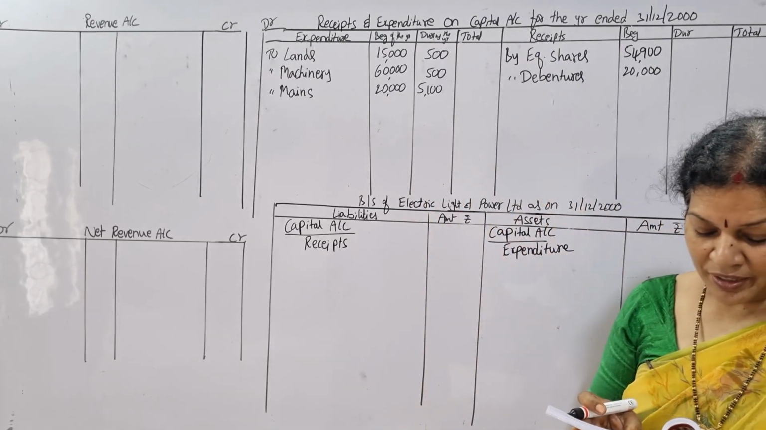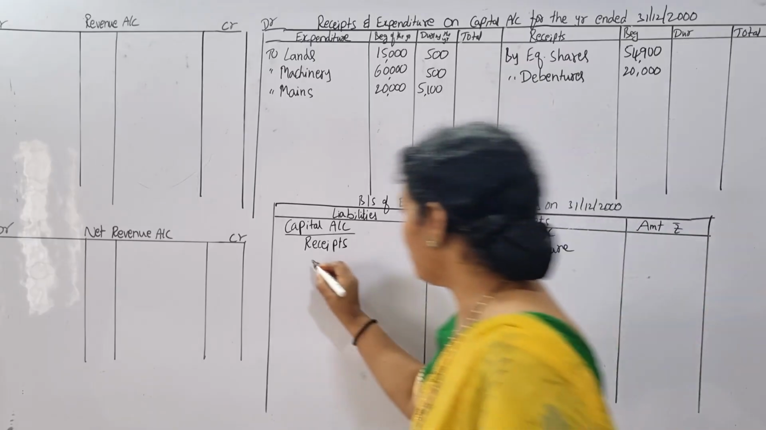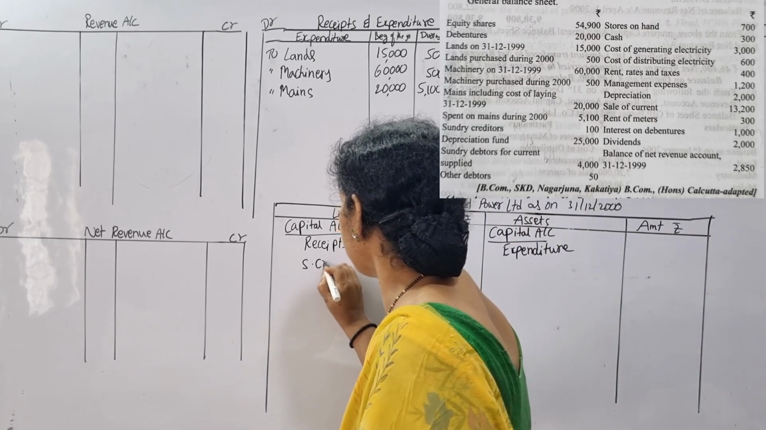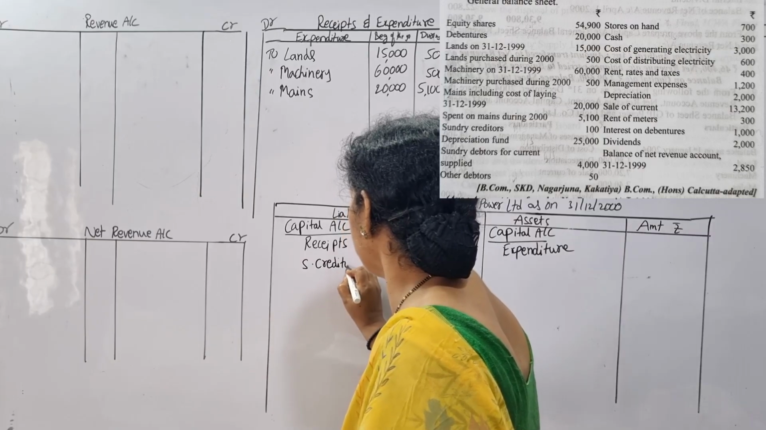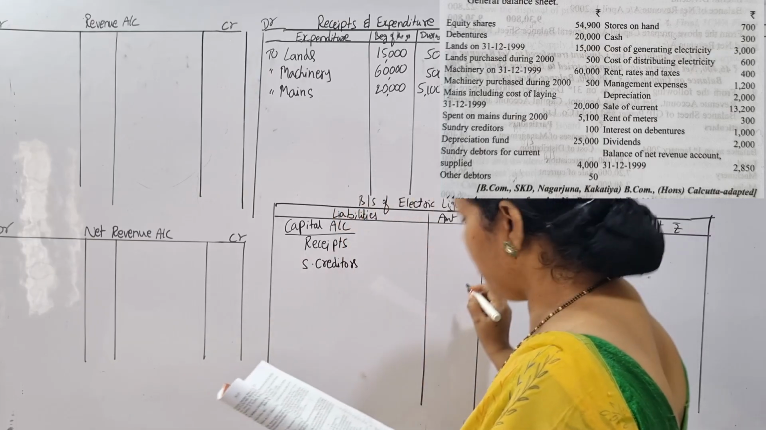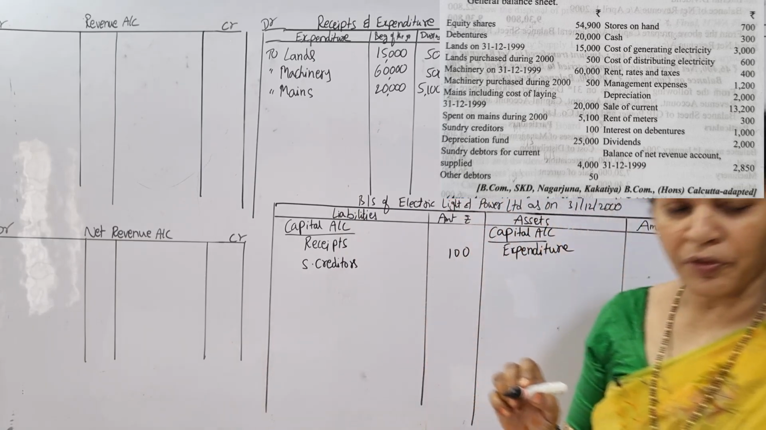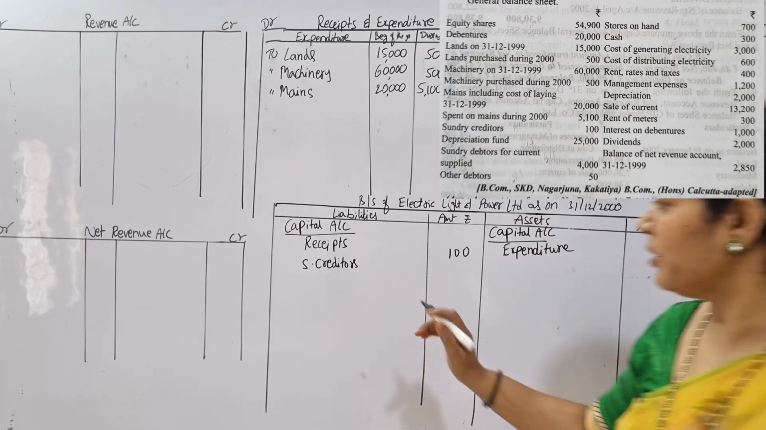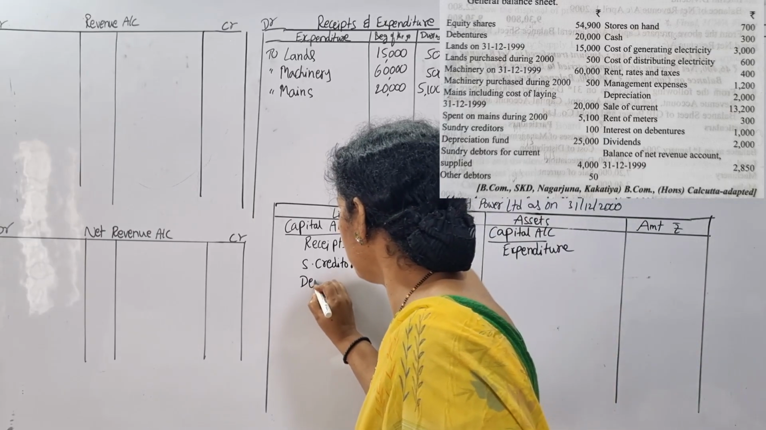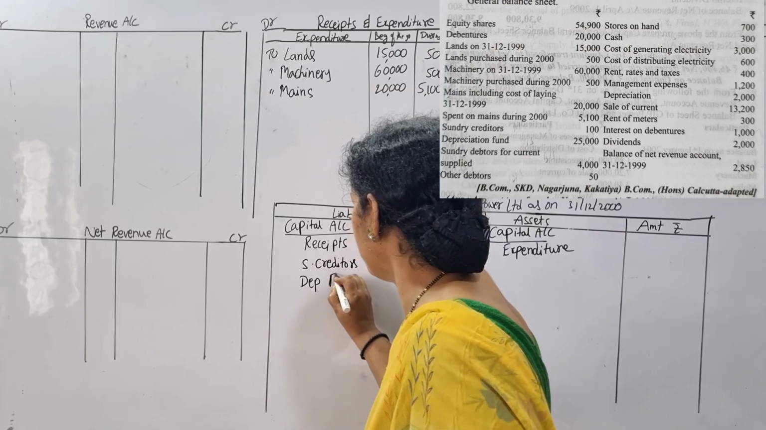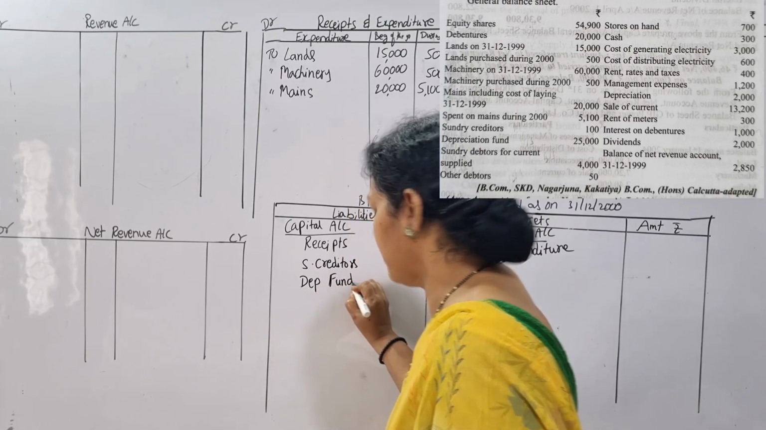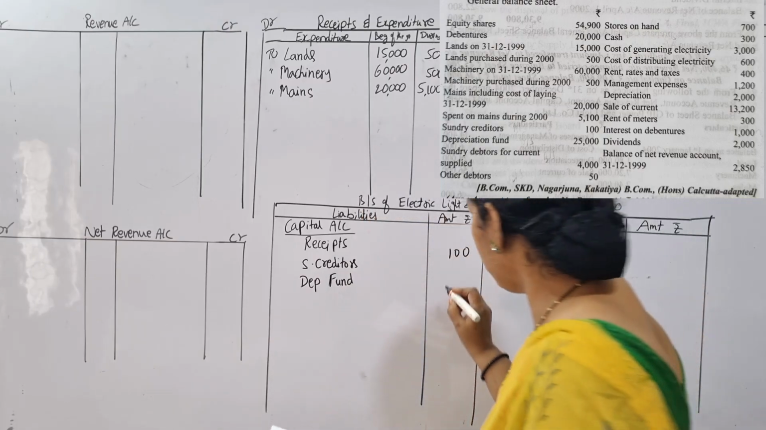Now here sundry creditors, balance sheet liabilities. So I'll write here sundry creditors. How much is it? 100. Depreciation fund, any fund is a balance sheet liability. Depreciation fund, it is 25,000.